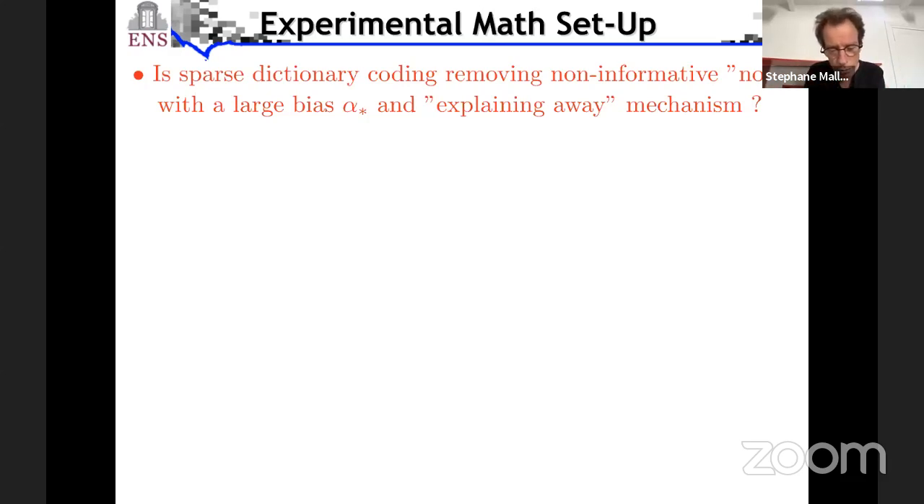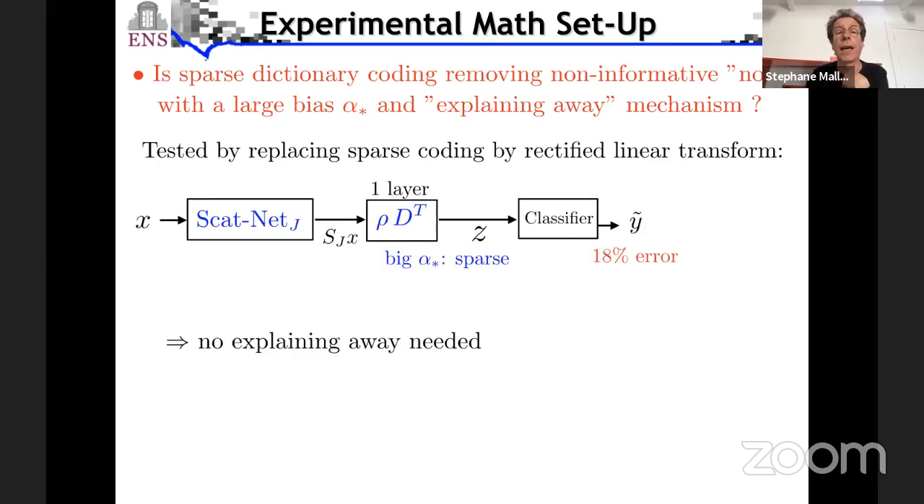Explaining away, many people speak about that to analyze the performance of deep learning. Let's remove the explaining away. The 12 layers that I had here of the sparse code, which allows us to implement this explaining away, I replace with one layer, still a convolutional dictionary along the channel, and a bias. And we learn the dictionary and the bias, but there is no explaining away, just a projection in this matrix and the classifier. The error is the same, even a bit better. So no explaining away is needed, at least for ImageNet.